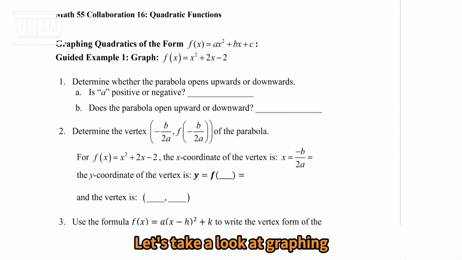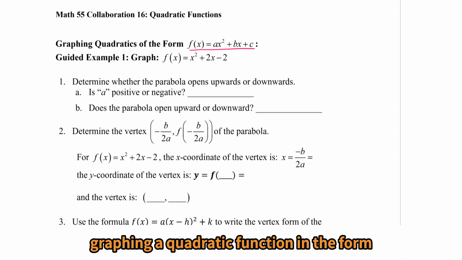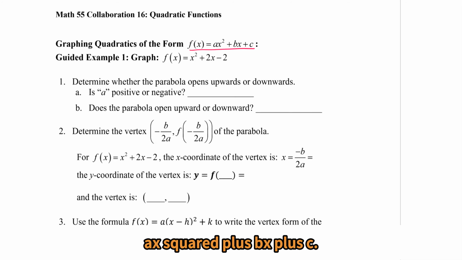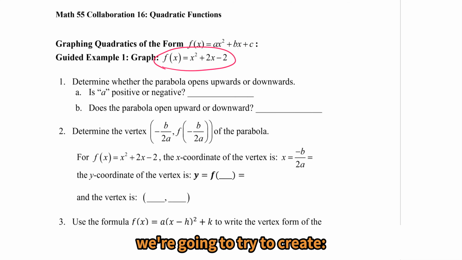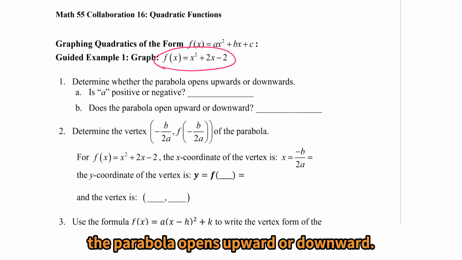Let's take a look at graphing these quadratic functions. We'll start out graphing a quadratic function in the form ax squared plus bx plus c. Here's the graph we're going to try to create, x squared plus 2x minus 2. The first question, determine whether the parabola opens upward or downward.